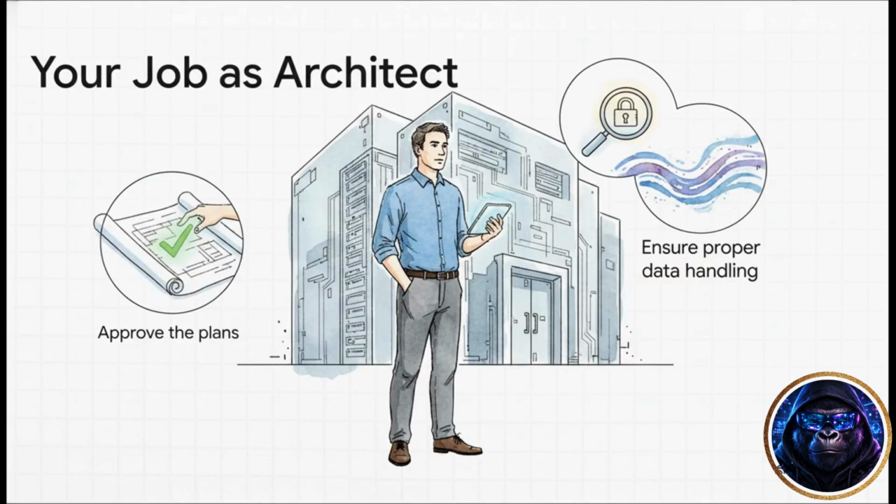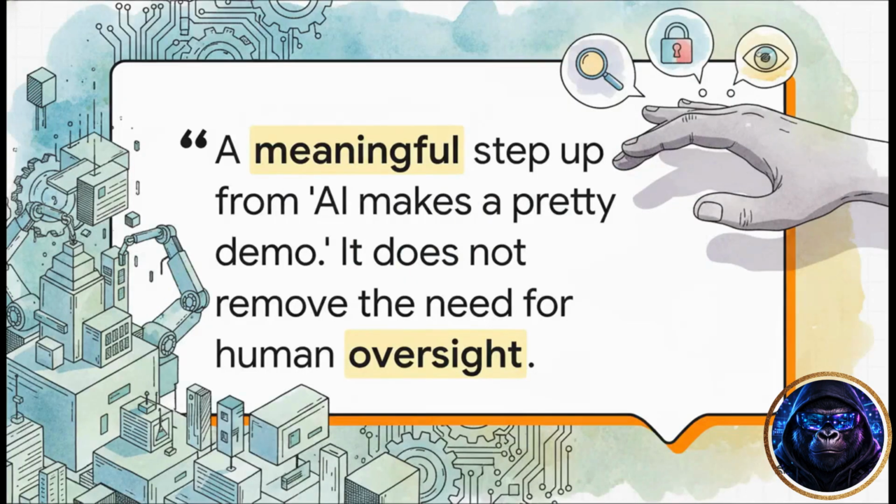Here's the thing, your job as the architect is actually more critical than ever. You have to be the one to approve the final plans, you have to do the final inspection, especially for huge things like security and making sure customer data is handled properly. You are still responsible for thinking about all the little details and the long-term health of the project. There's a quote that just nails this idea perfectly. This isn't just about AI making a pretty demo anymore. This is a massive step up. But, and it's a big but, it does not and should not remove the need for real human product thinking, security review, and that final crucial oversight.